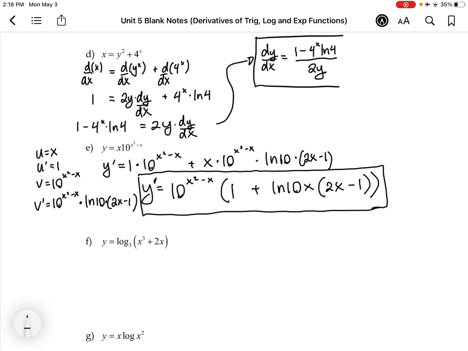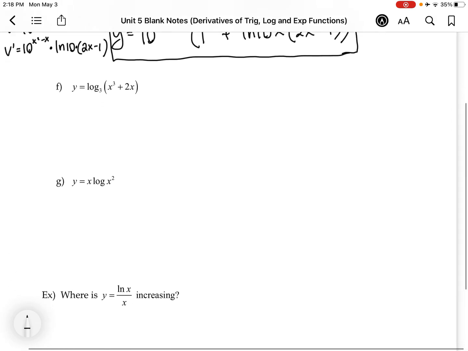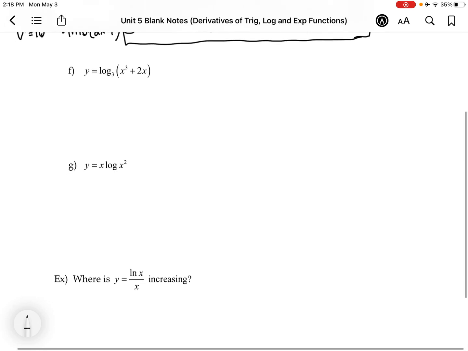All right. Okay, so now we're looking at logarithmic functions where we do not have base e. So this is y equals log base 3 of x cubed plus 2x. And remember that if y equals log base b of x, then y prime equals 1 over x ln b.